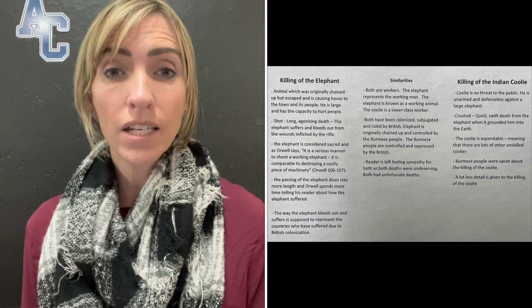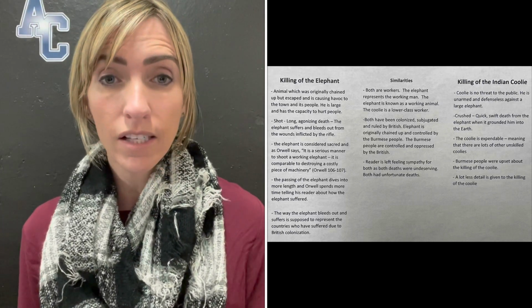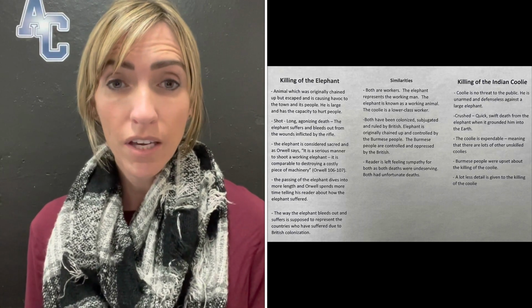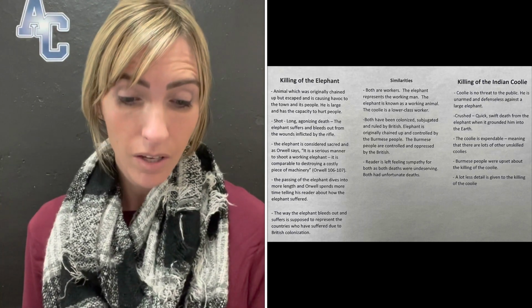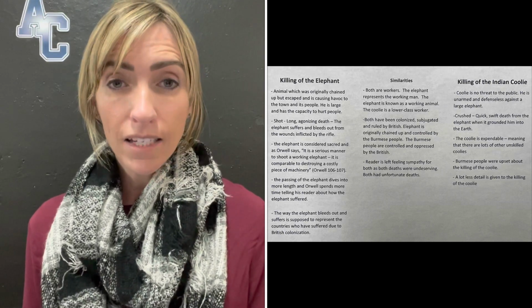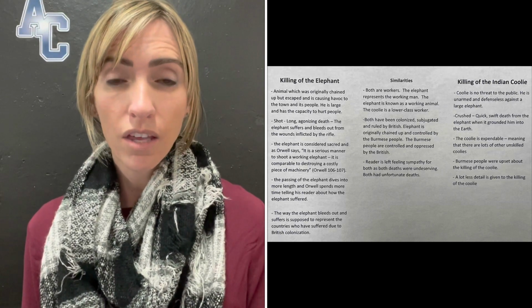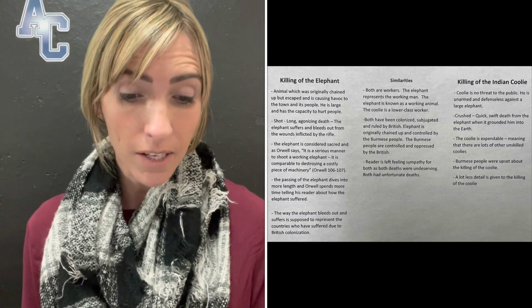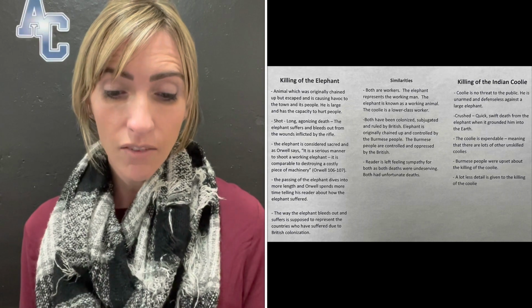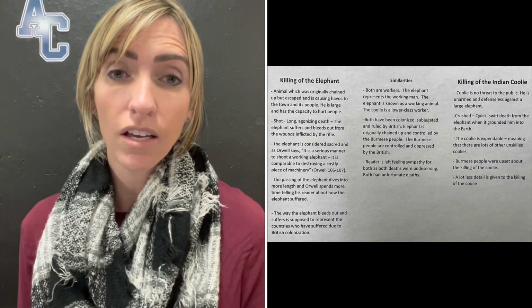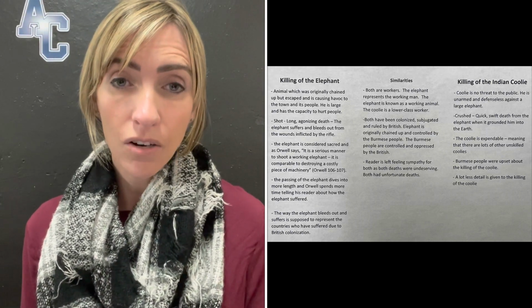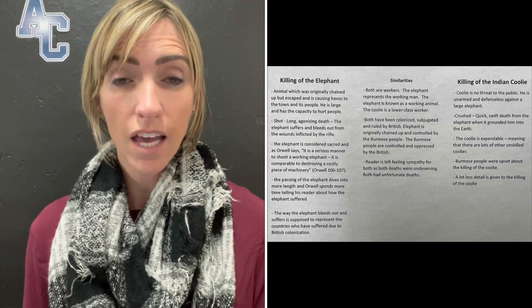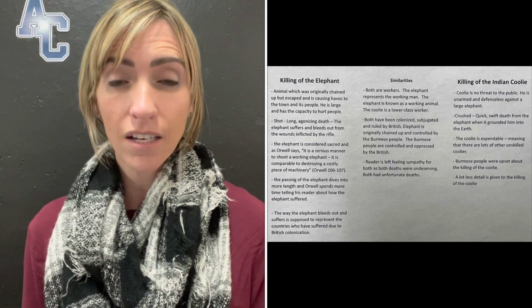The coolie is expendable. This means that there are lots of unskilled laborers in the village or in the town, so he can be replaced super easy. The Burmese people were upset about the killing of the coolie, where they were not upset about the elephant, which we will talk about. The elephant was the opposite. There's a lot less detail given in regards to the killing of the coolie. Like I had said, Orwell spends a great deal talking about the death and the shooting of the elephant, but the coolie, he doesn't write much about it.